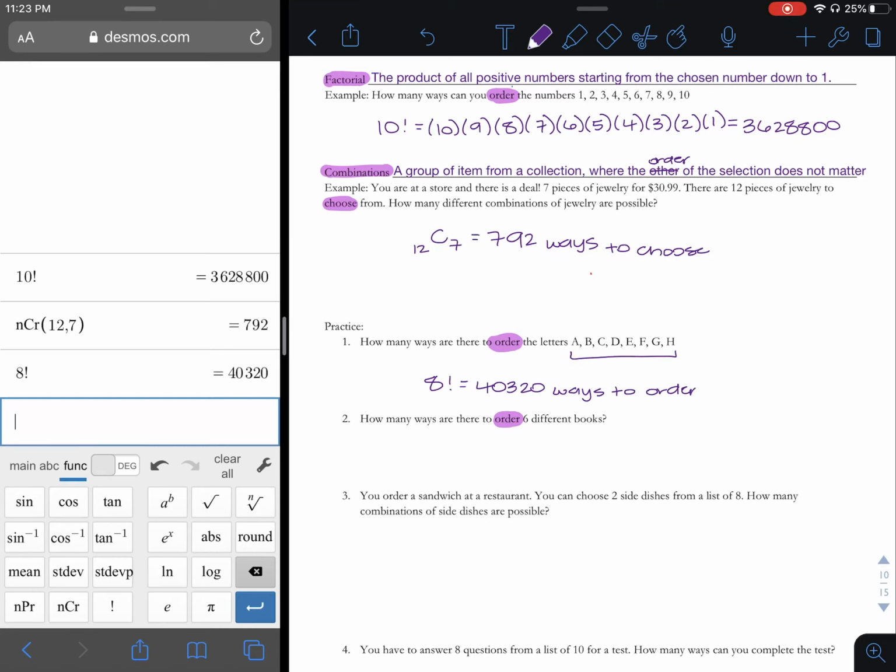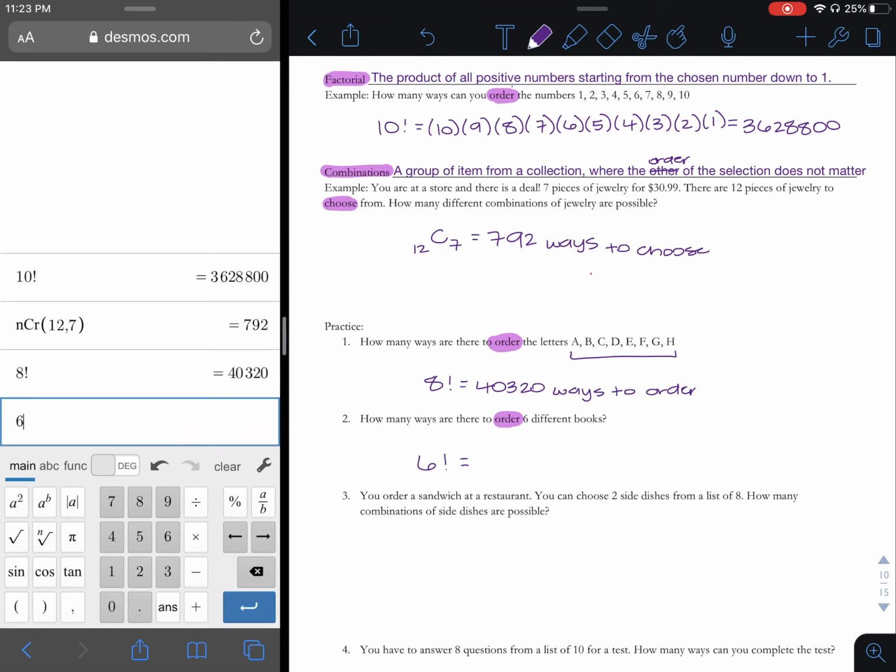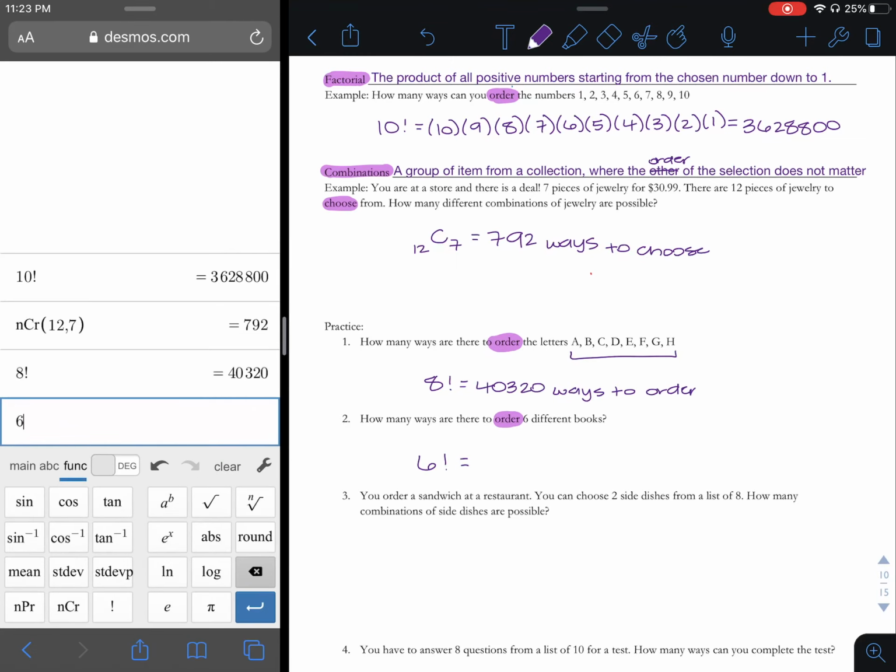Okay, again, that keyword is order. So again, I'm talking about a factorial. So my number is 6 because that's how many books I have. Factorial. Let's find that out. So again, go back to your main screen, press your 6, go to function, press your exclamation point, and enter. In this case, I have 720 ways to order those books.